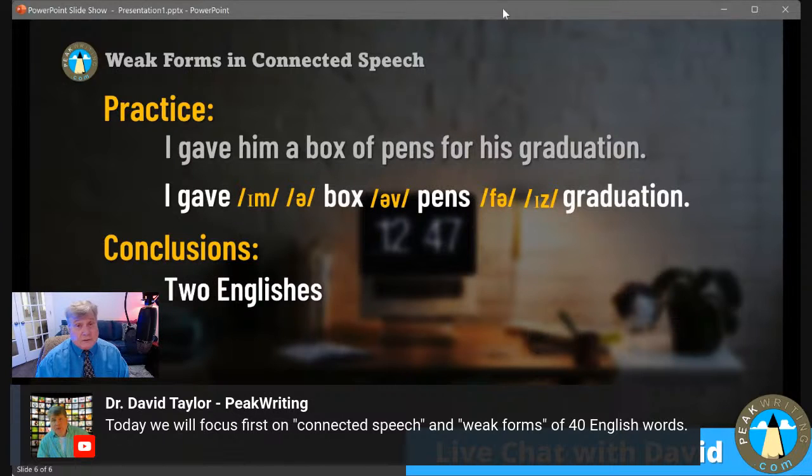What can we conclude from this practice? We can conclude that there are two Englishes that you must master. One English is the English that you practice in school. It is a strong English. It is a formal English. The second English is the English of connected speech.